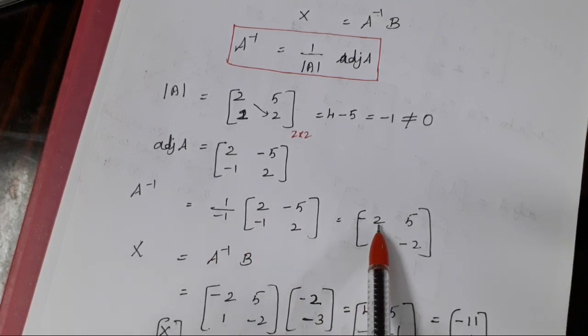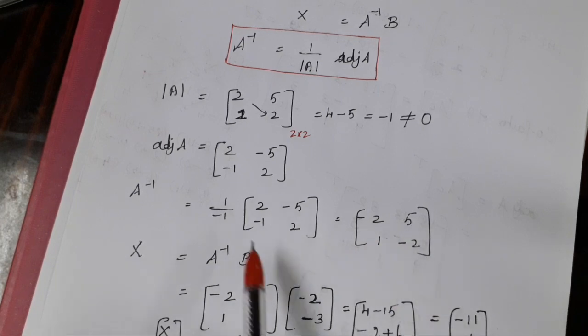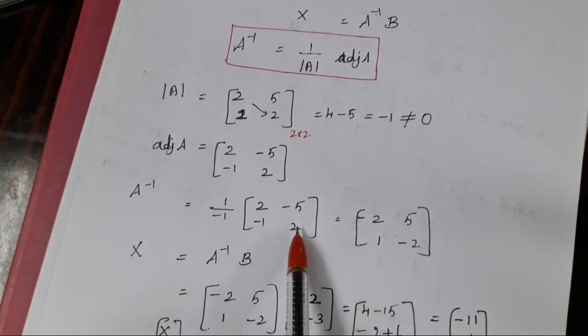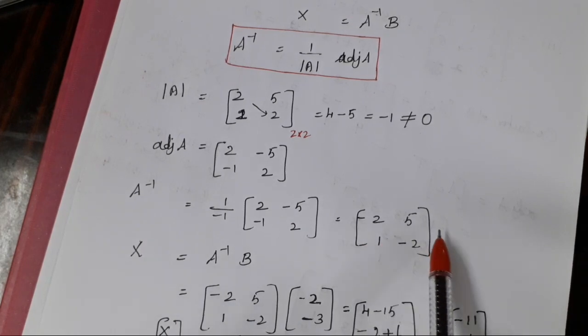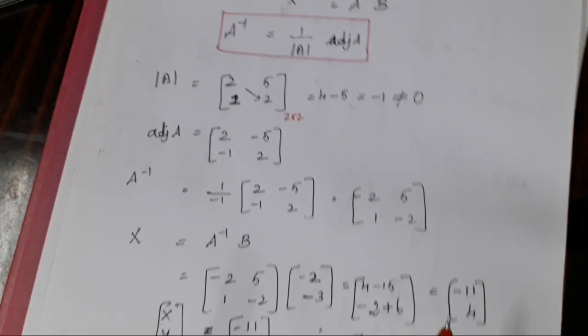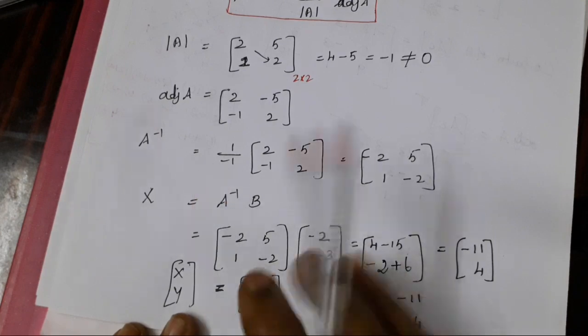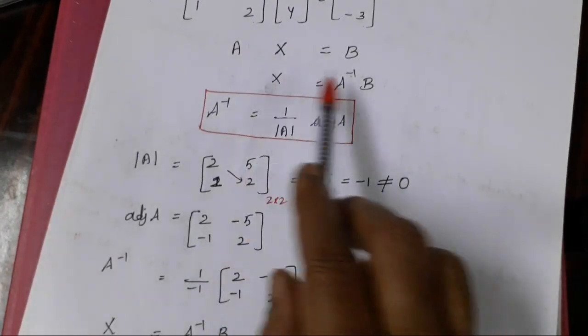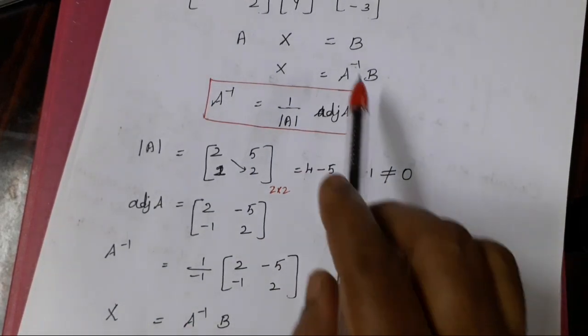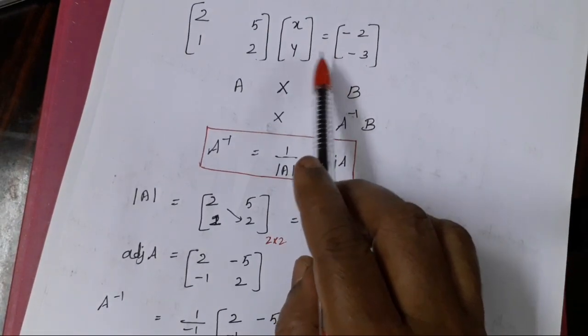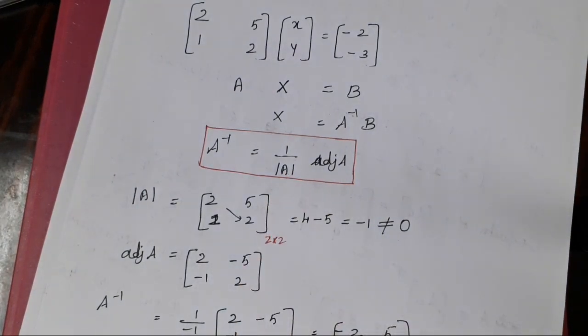Plus 2 becomes minus 2, minus 5 becomes plus 5, minus 1 becomes plus 1, plus 2 becomes minus 2. Therefore, A inverse is equal to [minus 2, 5; 1, minus 2]. Next, you substitute the value for x. What is x? X is equal to A inverse of B. Substitute in, we find the A inverse, as well as we know the A. A inverse is [minus 2, 5; 1, minus 2].